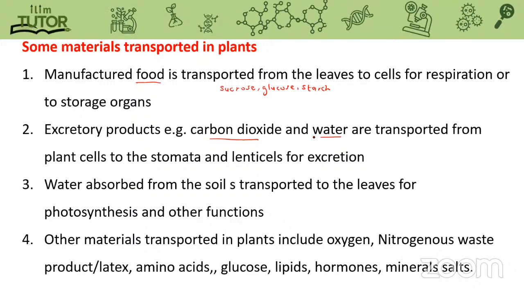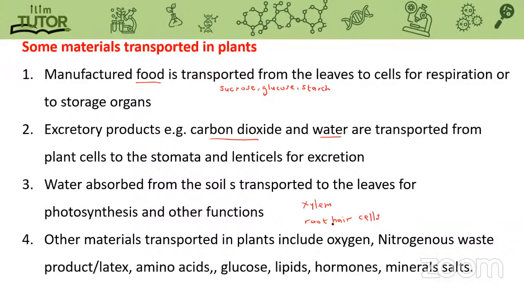So let's look at number 3. Water absorbed from the soil is transported to the leaves for photosynthesis and other functions. The water that is absorbed from the soil is passed through a transport system consisting of the xylem, the tissues of the roots, as well as the root hairs or root hair cells.